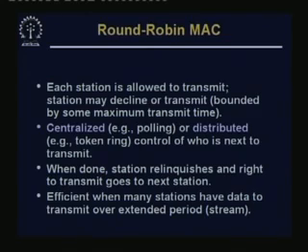There are some protocols based on round robin MAC. Here each station is allowed to transmit; a station may decline or transmit, that means it may have nothing to transmit, in which case it may decline, otherwise it will transmit. It could be centralized, for example polling, or distributed, for example token ring control. So, the control of who is next to transmit may be centralized or distributed. When done, the station relinquishes and the right to transmit goes to the next station. This is efficient when many stations have data to transmit over an extended period. So, that may be a good scheme.